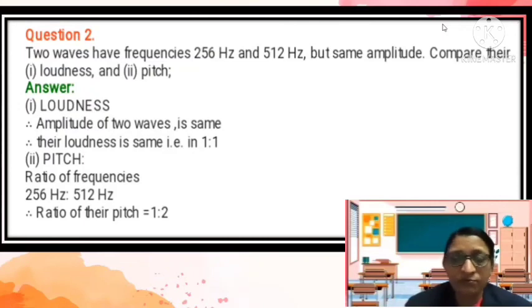So loudness, we will go first. Amplitude of the two waves is the same. Therefore, their loudness will also be the same, that is 1:1. And in case of pitch, the frequencies are different, that are 256 Hz and 512 Hz. So, the ratio of frequencies is equal to 256 Hz is to 512 Hz. On reducing this ratio, we will get 1:2. Since it is the ratio of the same quantity, it will not have any unit. The ratio of their pitch will be 1:2.